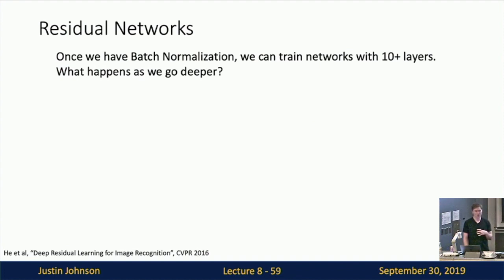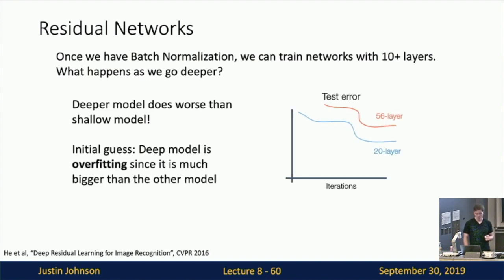As we've mentioned, once batch normalization had been discovered, people realized that they were able to train networks that were fairly deep, with dozens of layers. So then the question is, what happens if we just keep stacking layers and try to train very, very deep networks? Here is a cartoon picture of the types of plots people saw at that time. Here's the training curve where the x-axis is the number of training iterations and the y-axis is the test error, and we're comparing a 56-layer model and a 20-layer model. Here, something very strange happens. We see that the 56-layer model actually performs worse than the 20-layer model.